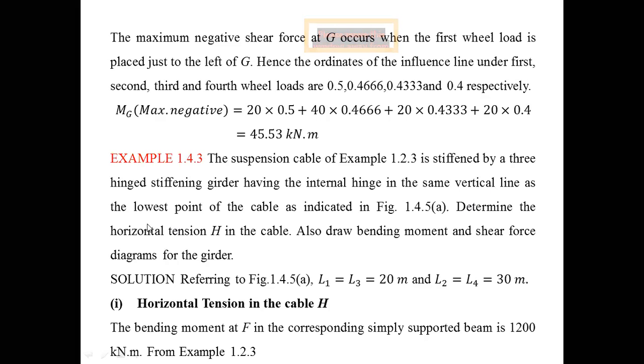The lowest point of the cable is on the vertical line as shown in the figure. Determine the horizontal reaction in the cable and also draw the bending moment and shear force of the girder. This is the cable problem attached to the stiffening girder. Clear, students?